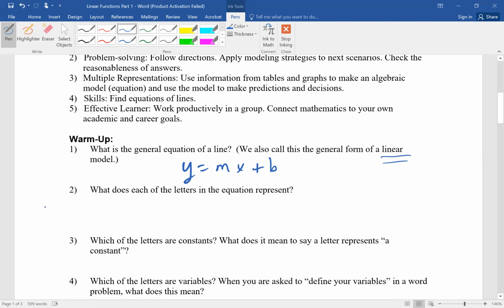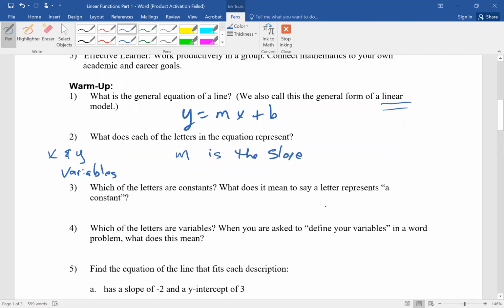Now, really, the letters in here, x and y, will be called the variables. And those are the things you don't know. M is going to be defined as the slope. Okay? And the slope is really, and I might be telling you too much here, but our definition, if we haven't talked about it already, it's a comparison of two quantities. So what mathematicians like to say is they like to say it's a change in y over a change in x. What I like to do is I call it the change in rise over run.